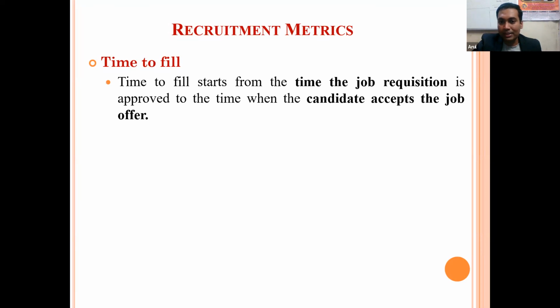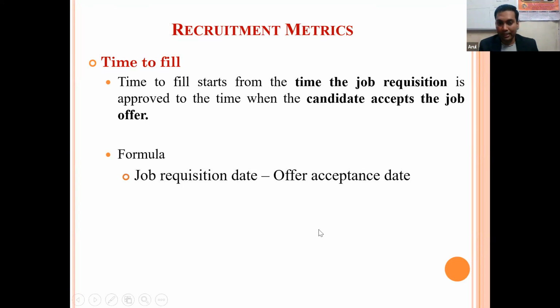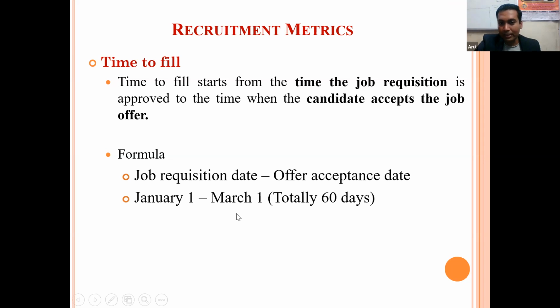So kindly note the theoretical definition of this metric. The formula is job requisition date minus offer acceptance date. So when the job is opened and when the offer is accepted, in total 60 days. This is one metric. Got it, all of you? Time to fill.